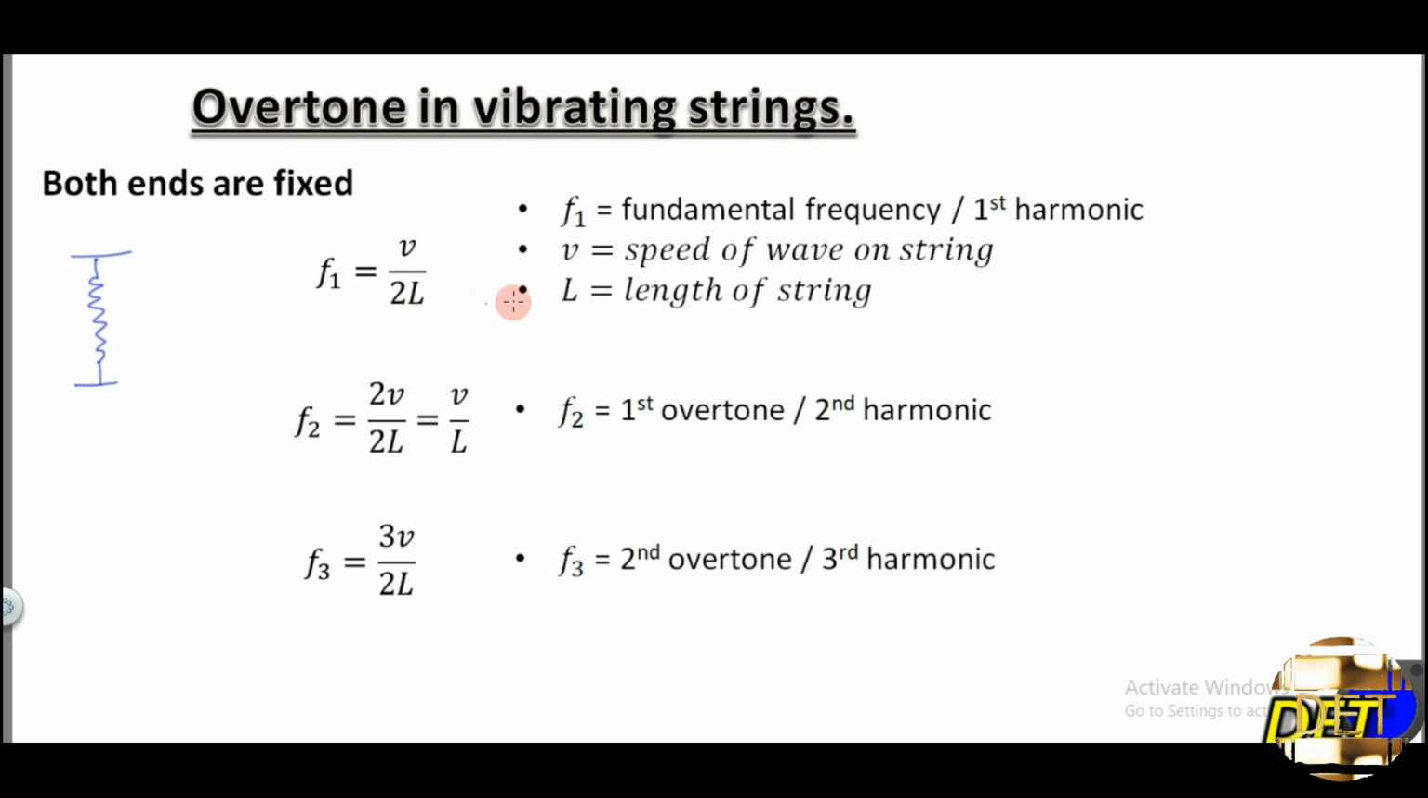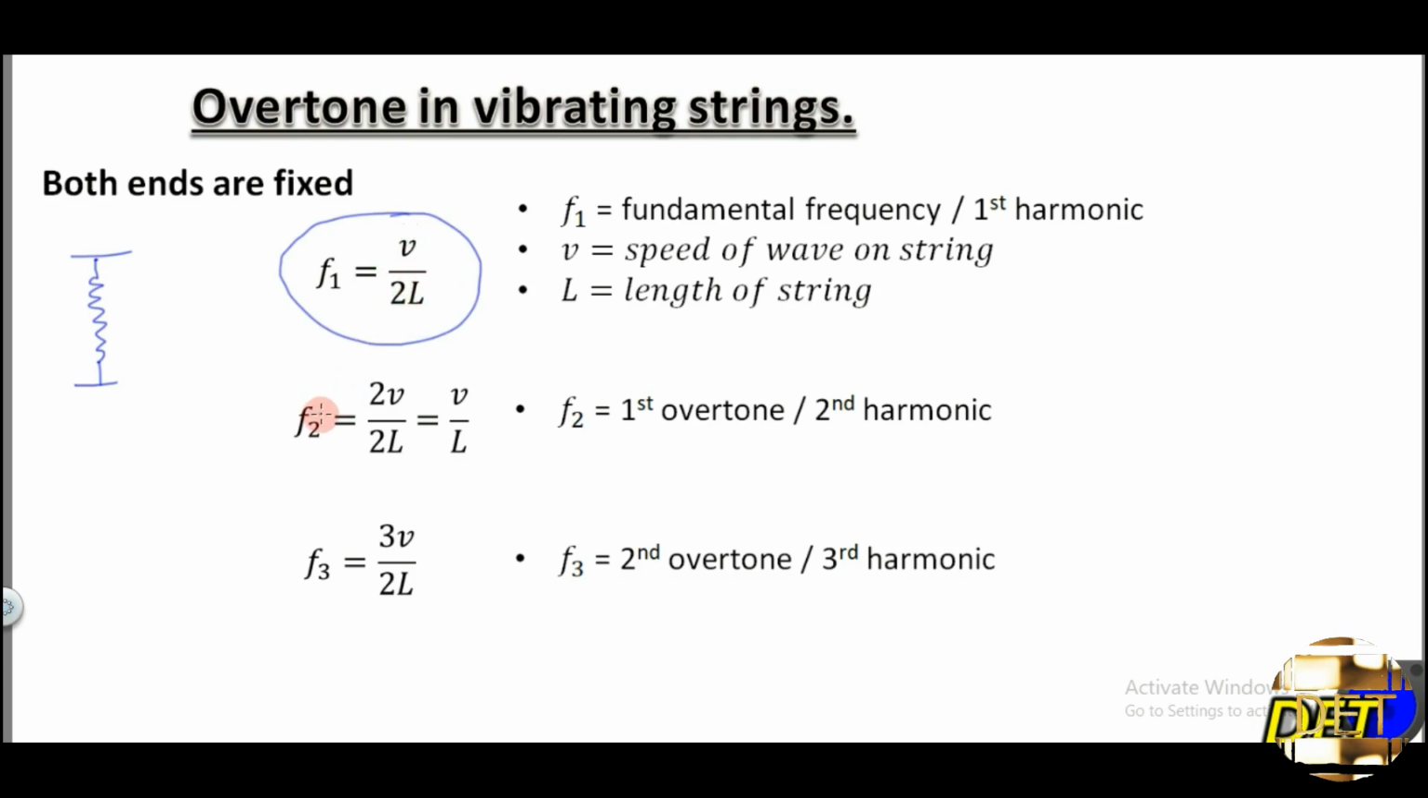So your L here is the length of the string, V is the speed of the wave on the string, which is the velocity on the string, and F1 is the fundamental frequency, which is referred to as the first harmonic. And in the first harmonic, there is no overtone, right? So this formula is very important for getting the first harmonic or the fundamental frequency. F1 is equal to V over 2L.